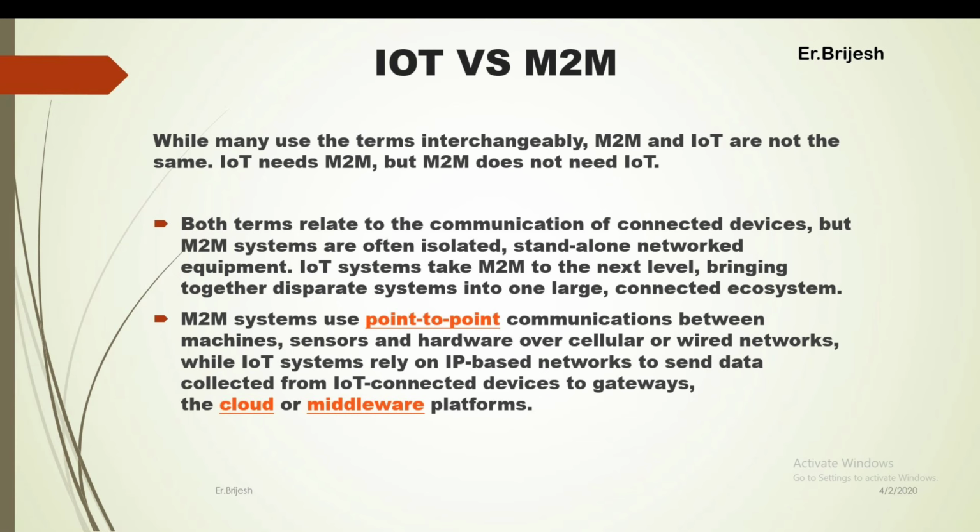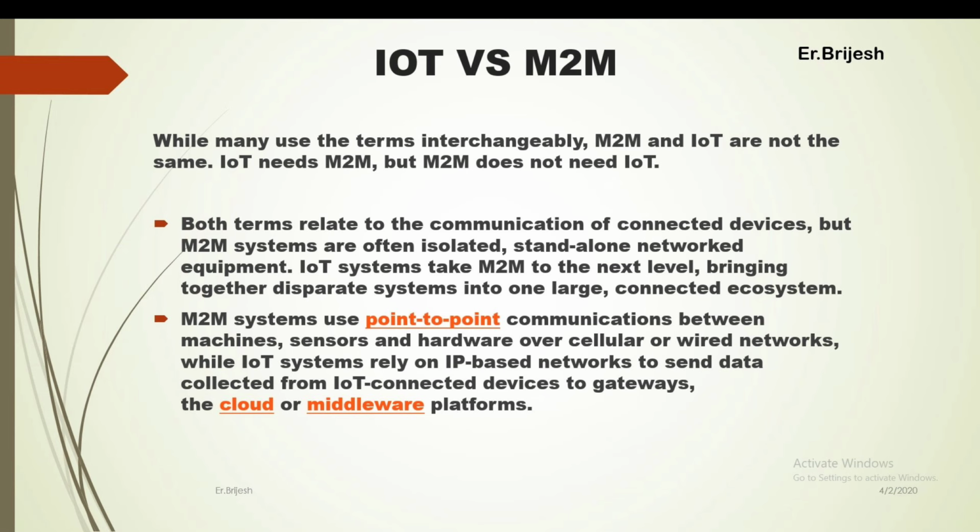First of all, IoT versus M2M. While many use the terms interchangeably, M2M and IoT are not the same. IoT needs M2M, but M2M doesn't need IoT. Both terms relate to the communication of connected devices, but M2M systems are often isolated, standalone networked equipment. IoT systems take M2M to the next level, bringing together disparate systems into one large connected ecosystem.